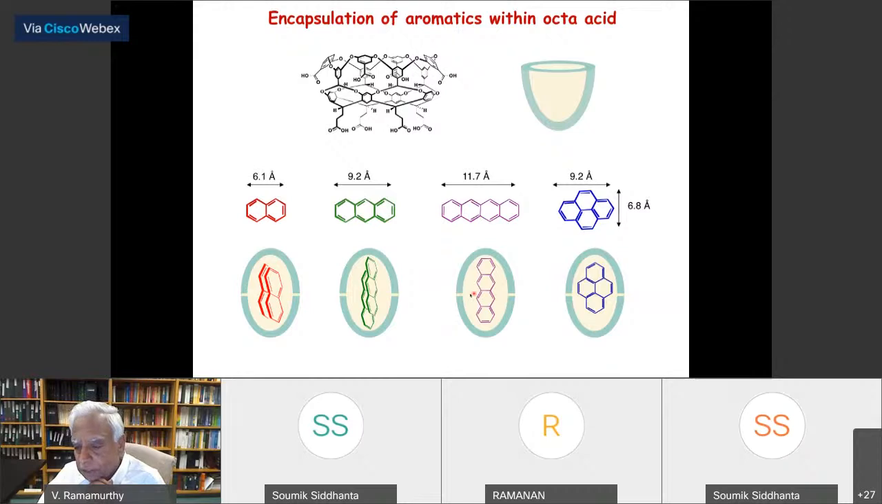In terms of the width, you can put one benzene ring here and maybe one more here, but beyond that you cannot. For example, pyrene can fit in, and if you put one more benzene here, no. So from this picture, if you have plans to do some kind of chemistry, you have to know before you start whether the guest you are thinking of will fit in or not. The molecule that can fit in has to have a width less than about 7 angstroms and a length less than 12 angstroms. If it is more than that, this is not the right host.